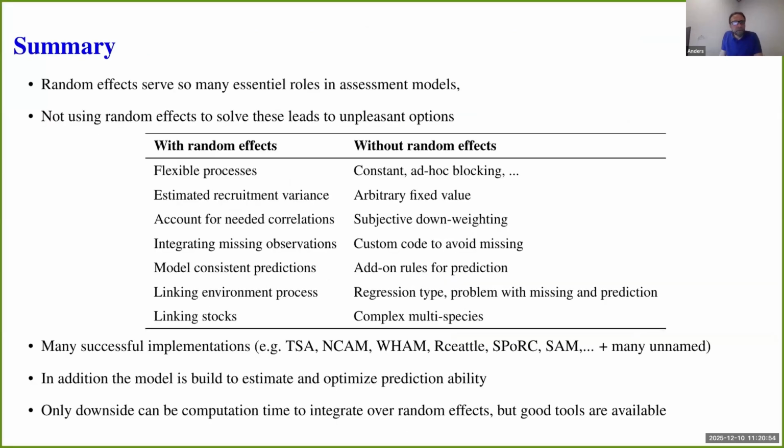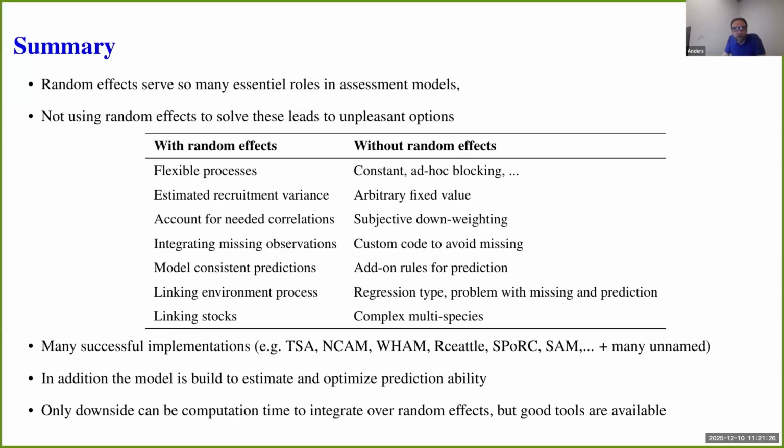So in summary, random effects are the natural framework, I would say, and they serve so many essential roles, and not using random effects seems to lead to only unpleasant options. If you have random effects, you can have these flexible processes for everything we care about. And the alternative might be that we have to set them constant, or we have to do some ad hoc blocking. So these 5 years will be this value, the next 20 years will be another value, and so on.